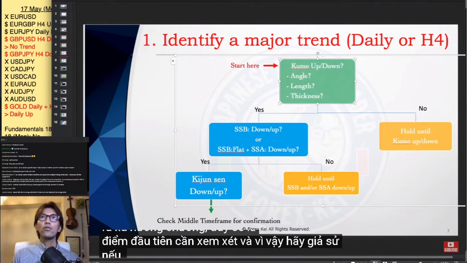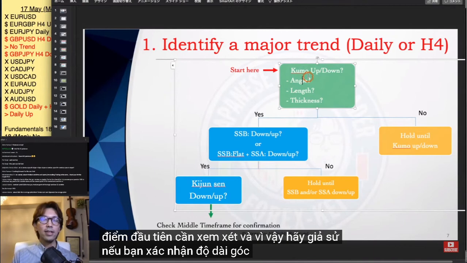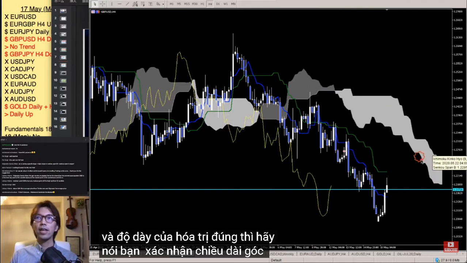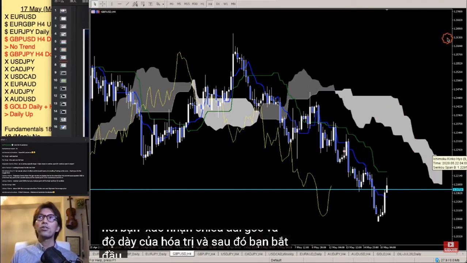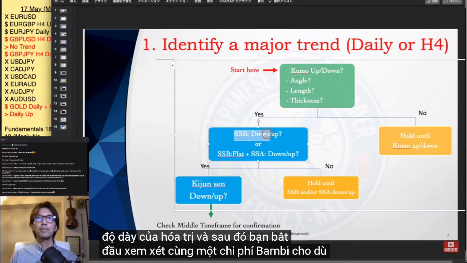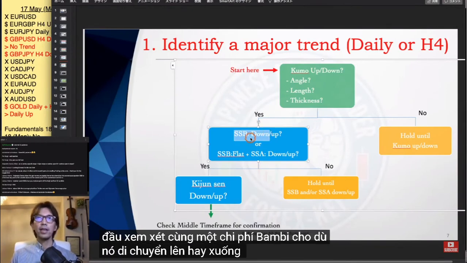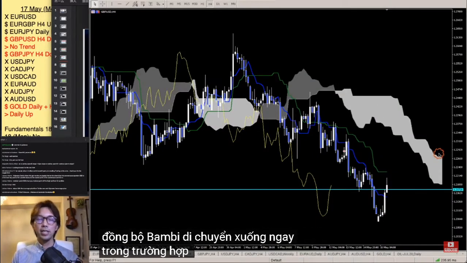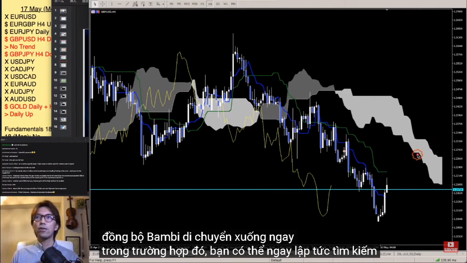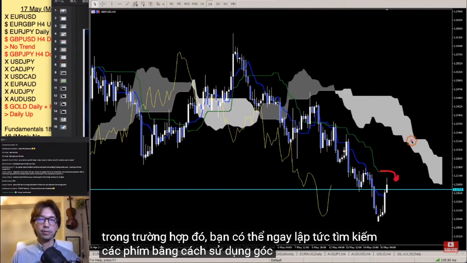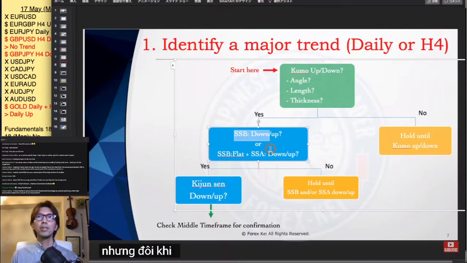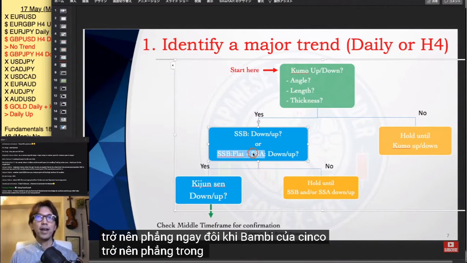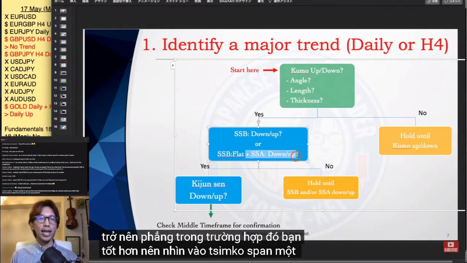Once you confirm the angle, length and thickness of the Kumo, you then start to look at the Senko Span B, whether it's moving up or down. When you see Senko Span B moving down, you can instantly look for the Kijun-sen angle. But sometimes Senko Span B becomes flat, and in that case, you better look at the Senko Span A angle.